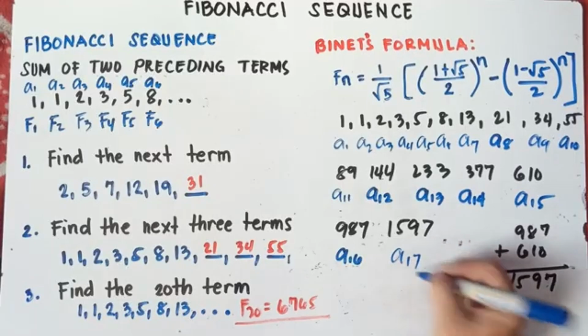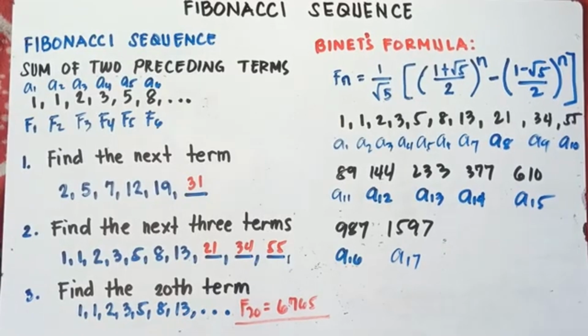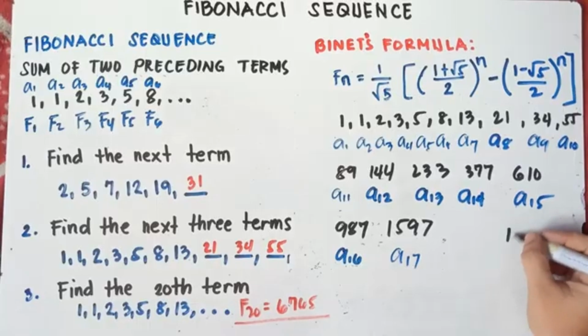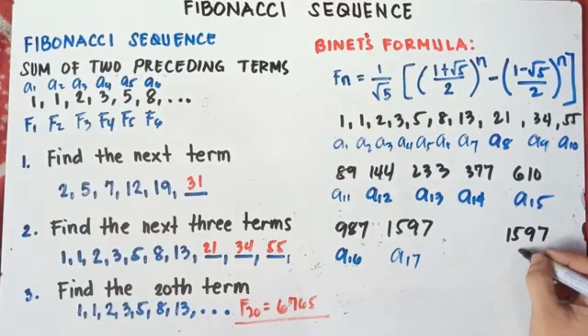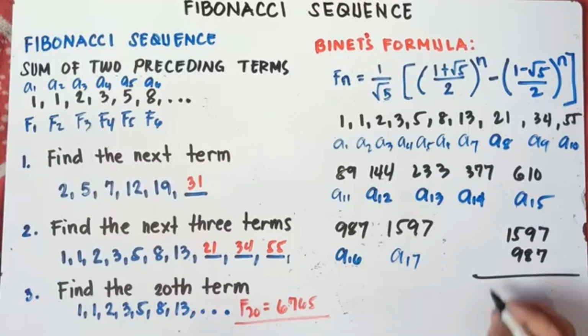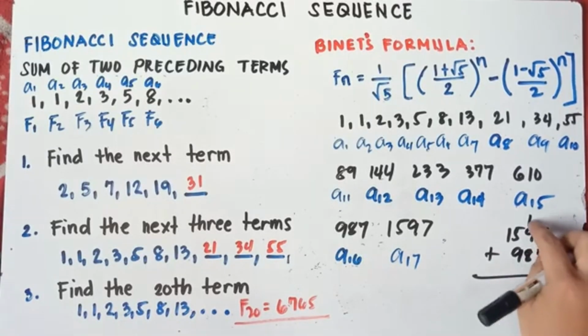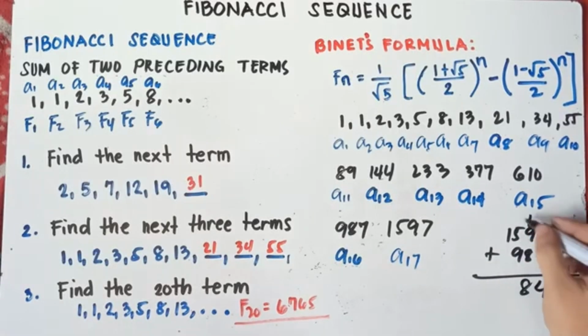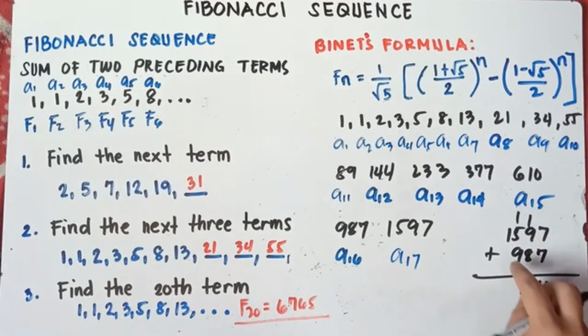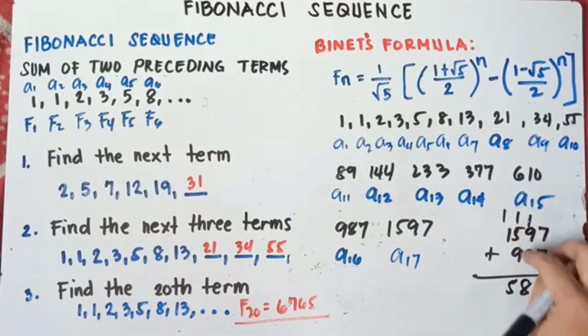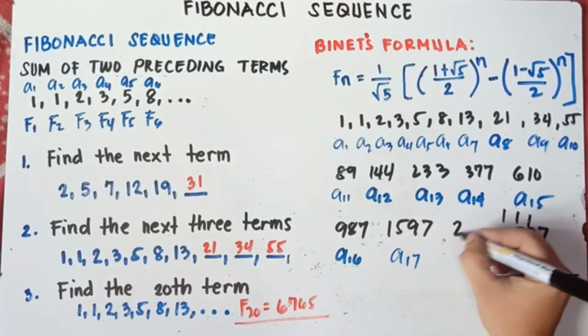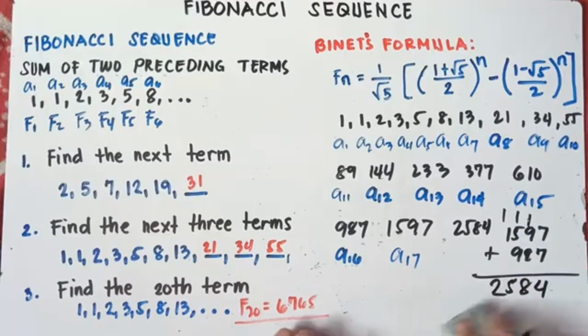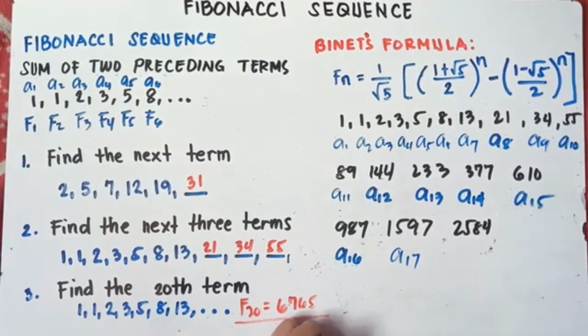We're almost done. Last 3. So 1597 plus 987. 7 plus 7 is 14, carry 1. 9 plus 1 is 10, plus 8 is 18, carry 1. Then 5 plus 1 is 6, plus 9 is 15, carry 1. 2584. So this will be the 18th term.